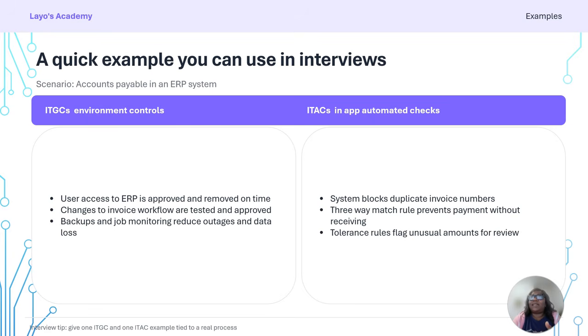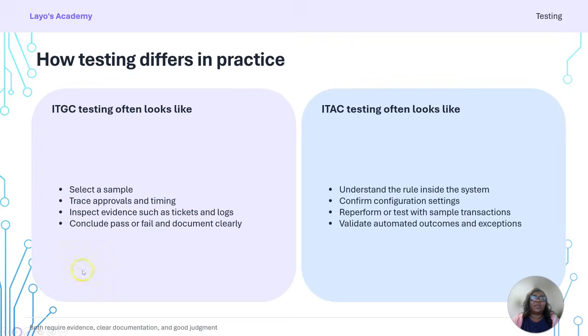Examples of ITACs, the in-application automated checks: a system blocking duplicate invoices, a three-way match rule that prevents payments without receiving, a tolerance rule that flags an unusual amount for review. Like if it's an unusual amount, there's a system trigger that says, oh, this is an unusual amount, like we do get in our bank. Those are automated controls. Sometimes you are doing a transaction and your card gets blocked. This is not manual, it is automated. It is a system that will flag it, oh, this is an unusual transaction.